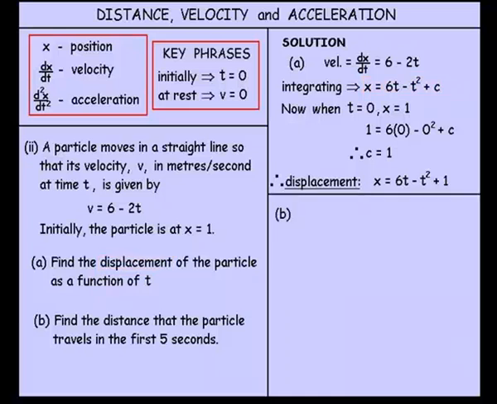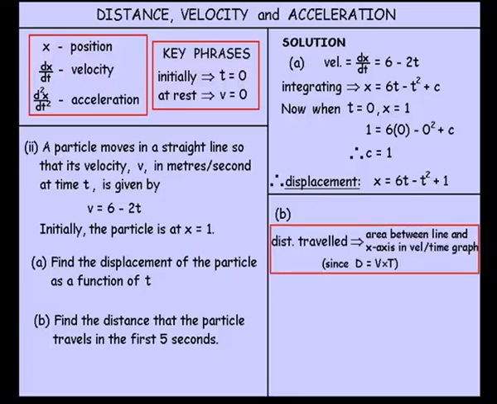Tremendous. Part B. Find the distance that the particle travels in the first 5 seconds. Well, the distance travelled, you'll find, is the area between the line and the x-axis in a velocity time graph. The reason is that, remember our formula, distance equals velocity times time. So we find the area in a velocity time graph. Okay, well firstly, there's our velocity equation, we need to draw up its graph, and there it is.